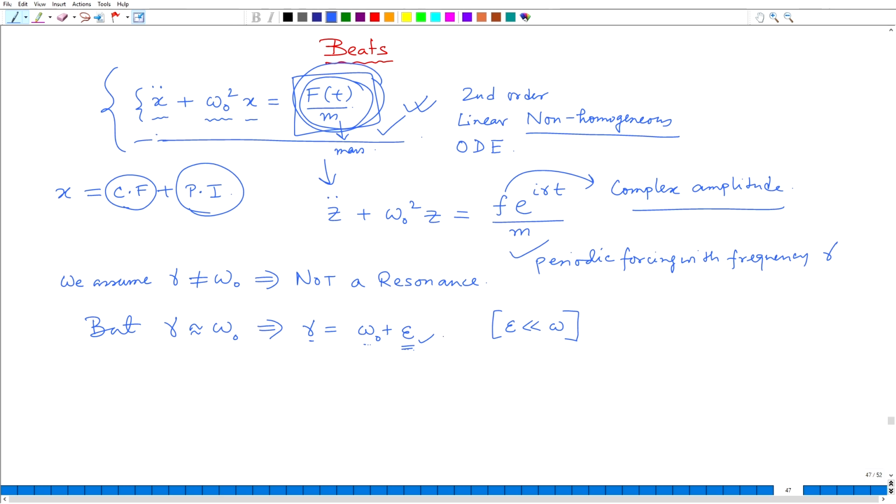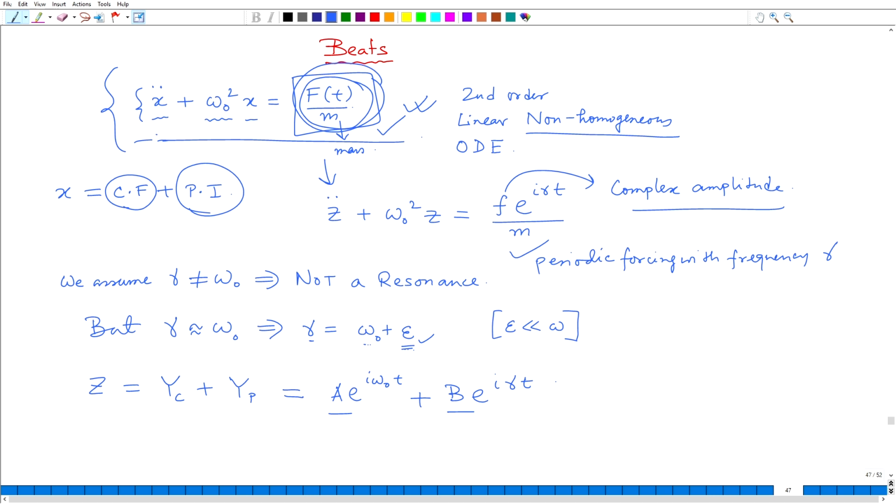So, omega 0, yeah. Then we know the solution for the equation will be simply z, which will now be the complementary function plus the particular integral, and the complementary function will be given by A e to the power i omega 0 t, okay, plus B e to the power i gamma t, okay. A and B both are complex amplitudes, and that is why they are taking care of the initial phases, okay.